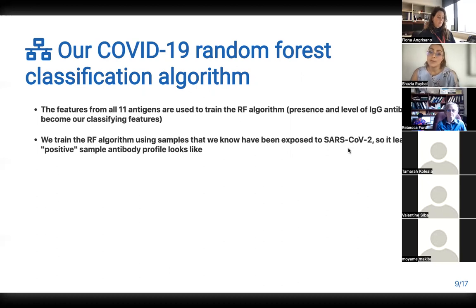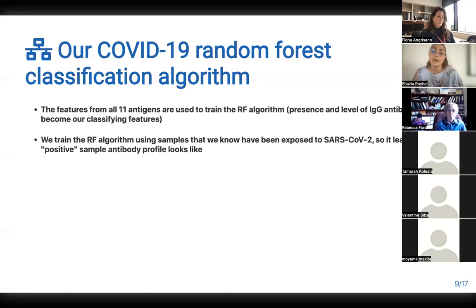We've trained the algorithm using samples that we know have been exposed to SARS-CoV-2. So we actually tell the algorithm, like in the previous example with the colors, these are the blue zeros. And then it uses the classifying features and the different questions to work out how it can classify these blue zeros correctly, and how many times it classified them correctly when you run all of those decision trees. And that's how you get your performance indicators.